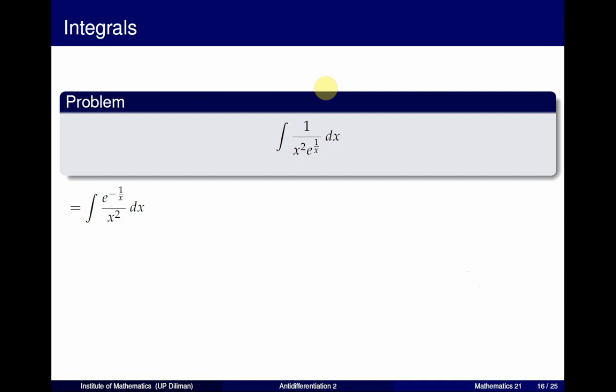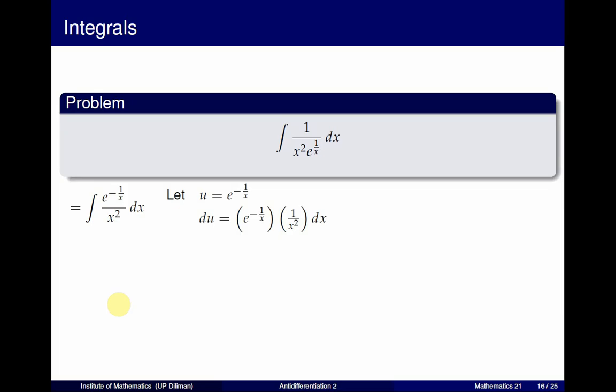So what is its derivative? That's right. Its derivative is self times the derivative of the exponent. But what is the derivative of negative 1 over x? It's 1 over x squared, which is this denominator. So what should our candidate for u be? It should be e to the negative 1 over x.